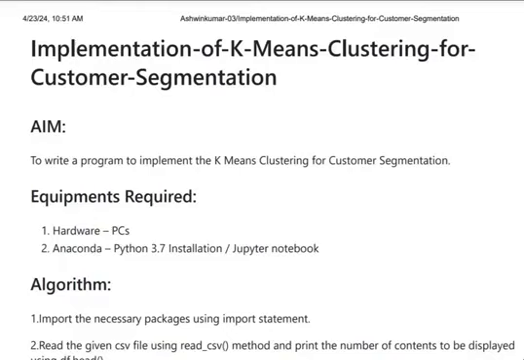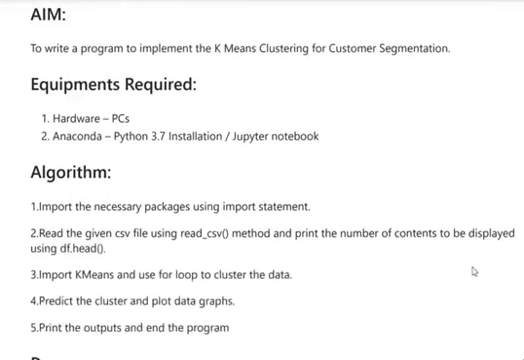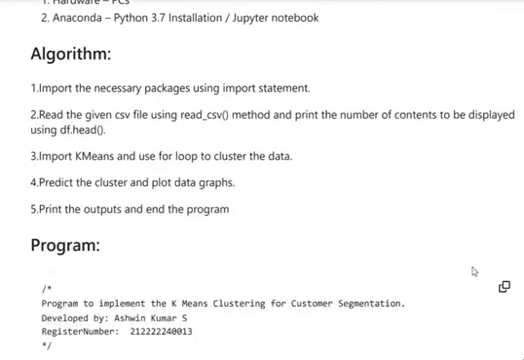Going to discuss the implementation of k-means clustering for customer segmentation. For this, the equipment required is a personal computer with Anaconda installed. The steps of the algorithm are: import the necessary packages using import statements, read the given CSV file using the read_csv method, and print the first rows to be displayed using the df.head function.